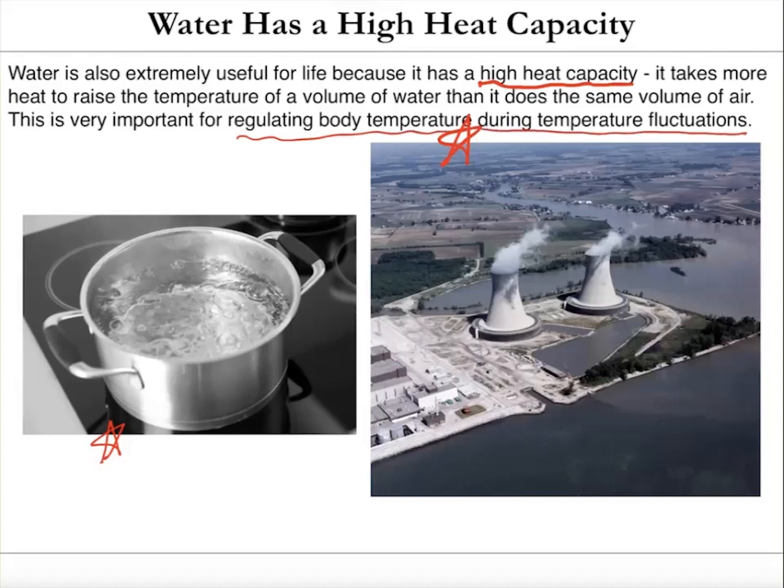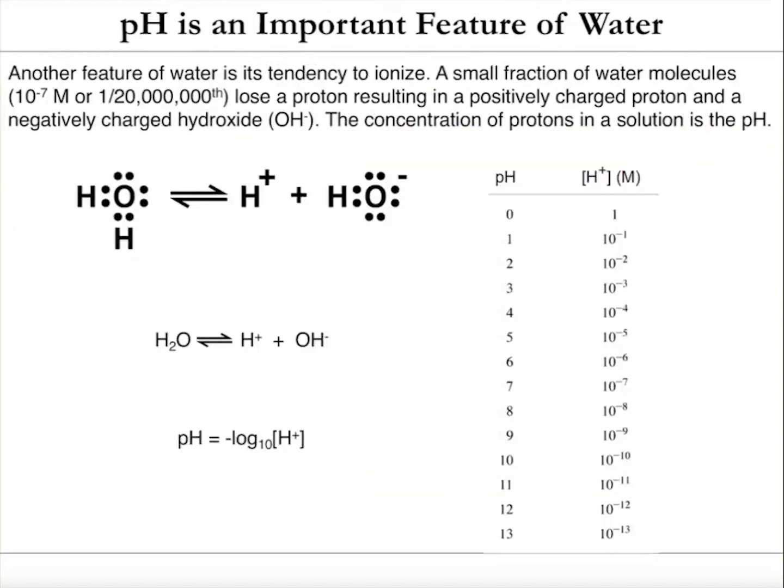So the fact that it's sort of warm during the day, but if you fall asleep and then the temperature drops overnight, you're going to be okay because the water in your body has a very high heat capacity. So another important feature of water is pH.